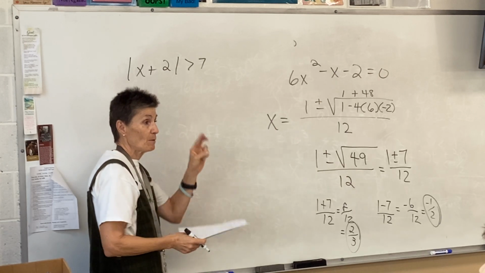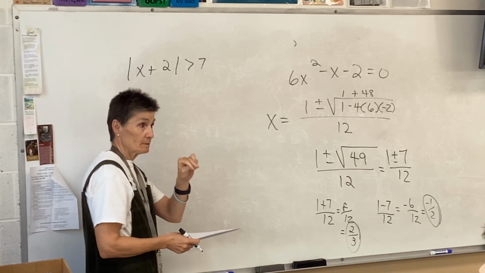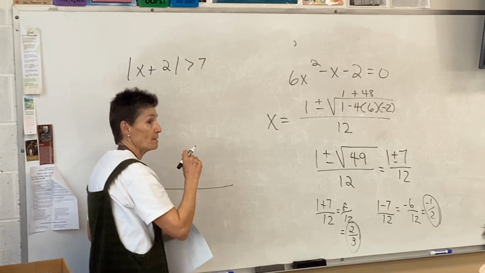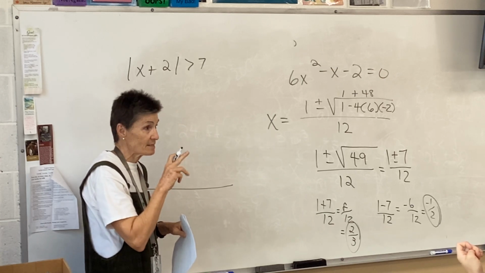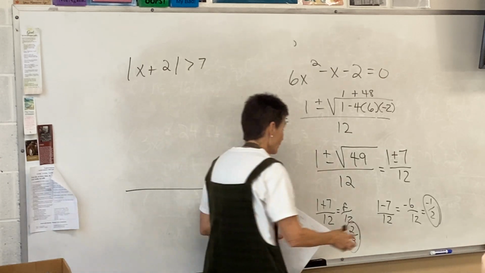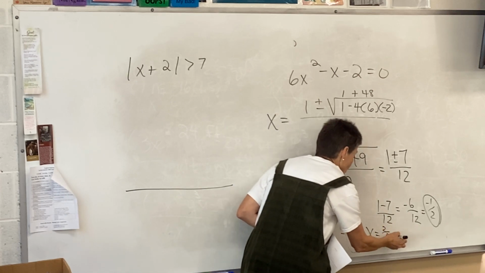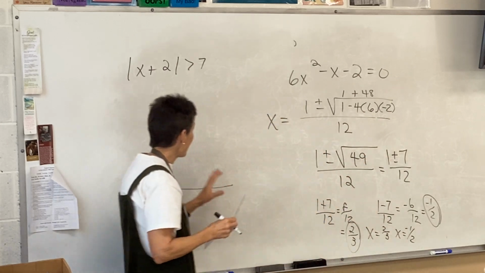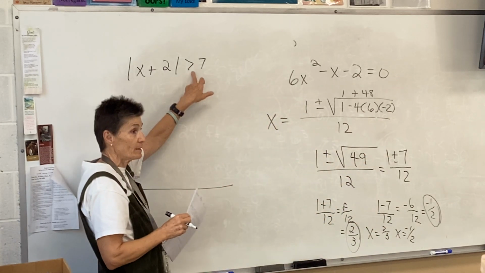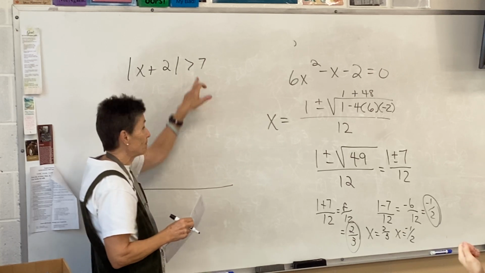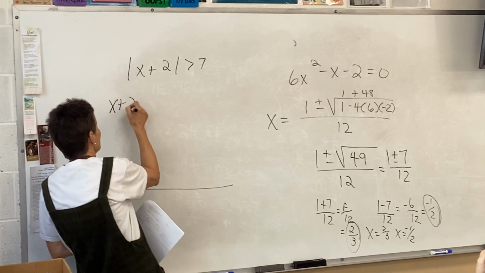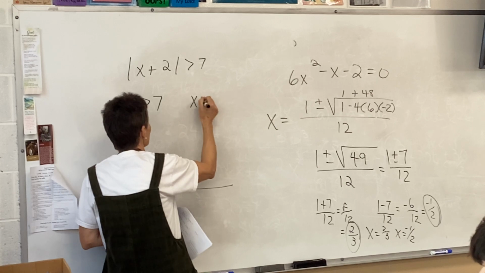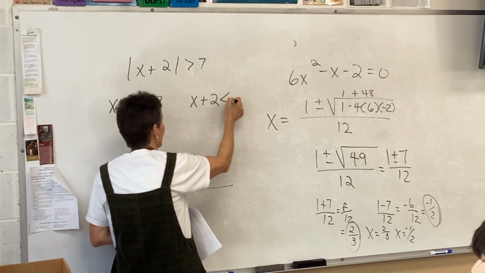Okay, and we get rid of it by writing two equations. And since there's one of these, I know my answer is going to be intervals, parentheses, and brackets. So this answer was x equals 2/3, x equals -1/2. That was it. This one's going to have to have parentheses and brackets because it's going to be on the number line, shaded. Okay, so first equation, x plus 2 is greater than 7. What's my second equation? Minus 2 is greater than. No, x plus 2 less than -7.